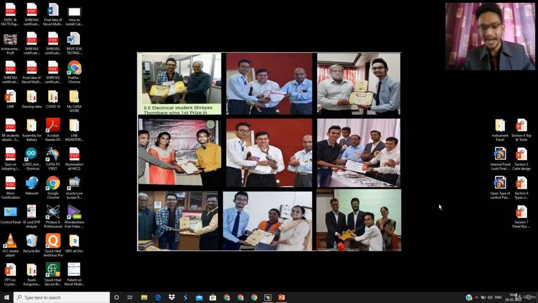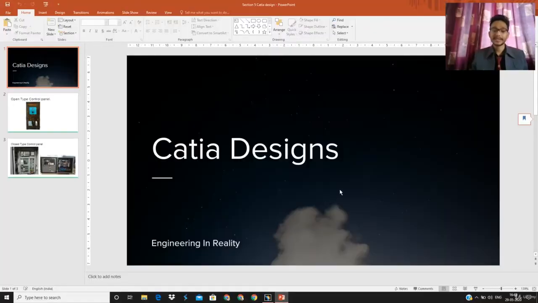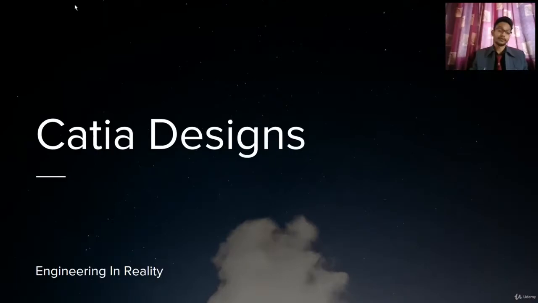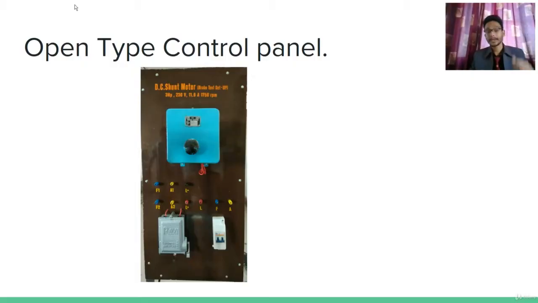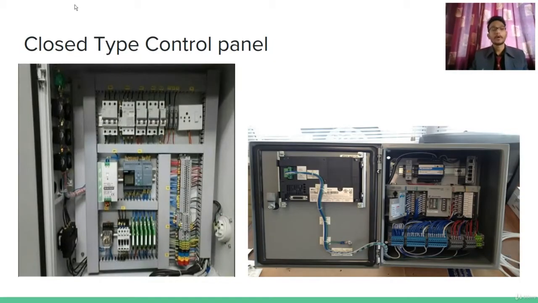Again, I am back to discuss something very important about an industrial control panel. We have already discussed type 1, which is an open type of control panel, but after this, we are going to look at the internal construction, the types of closed loop panels, and the industrial applications for which we are going to use them.